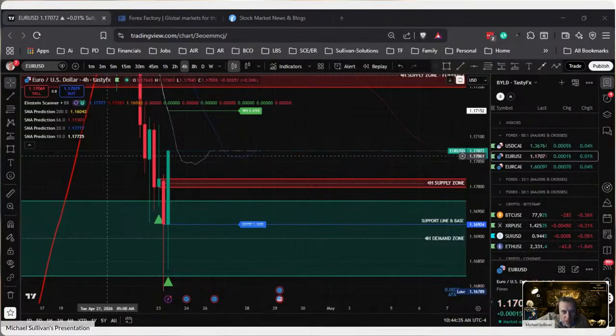I already got it, but 1.17 is fine with the buy. And I got in at 1.17071. So instead of 0.7, let's do 0.31 and see if it likes that.